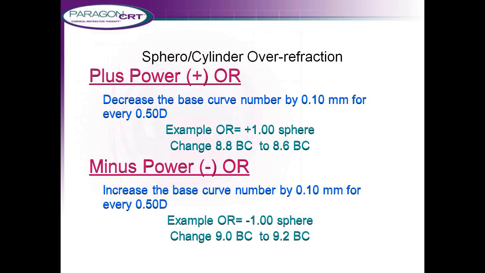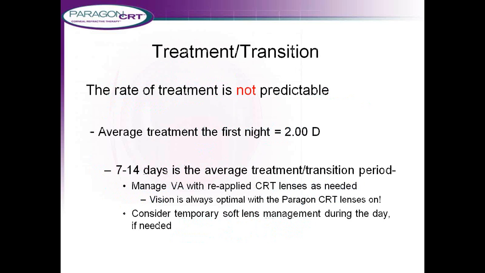Conversely, if your over-refraction is overly minus, you will need to flatten the base curve radius. In this example, we have an over-refraction of a -1 sphere. And if the patient was wearing a 9.0 base curve, we need to adjust and flatten the base curve accordingly to a 9.2 base curve. This will again result in a plano over-refraction.